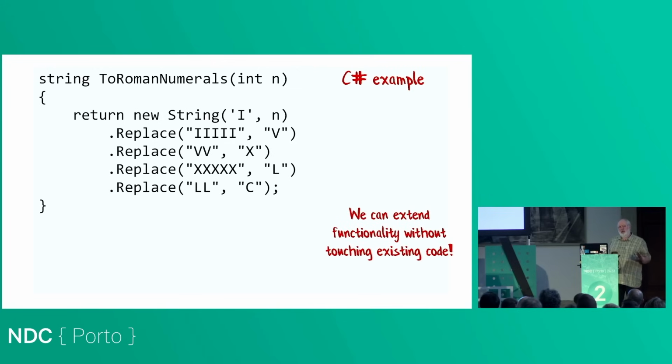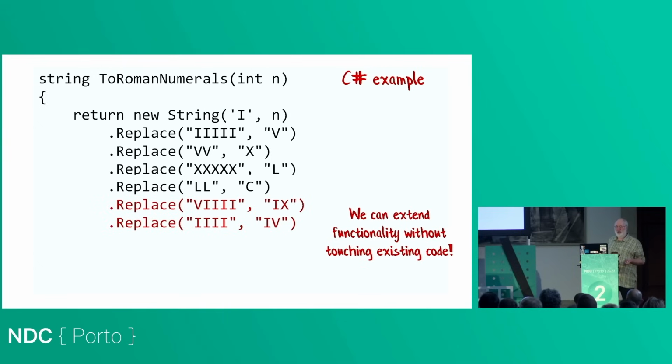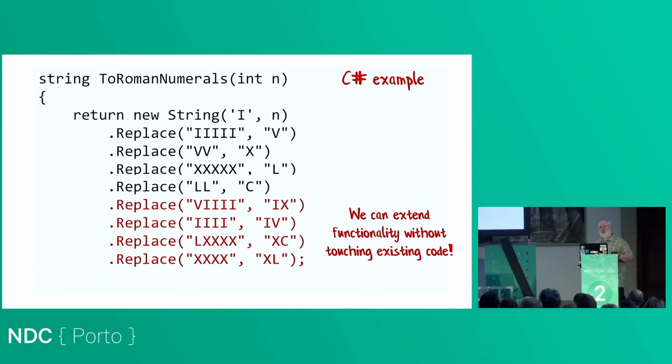Now, you might notice that I haven't done the extra cases like 1V. There are some special cases, like 4 is actually 1V, not 4 ones. Well, we can just add some functionality to our pipeline. Really easy, right? I can extend the behavior of the pipeline without touching the original code. So this is a good example of how, oh, we've got a new feature request. We've got to add these new special cases. Oh, yeah, just add them at the bottom of the pipeline.